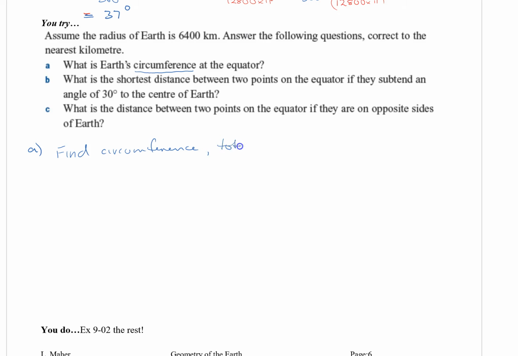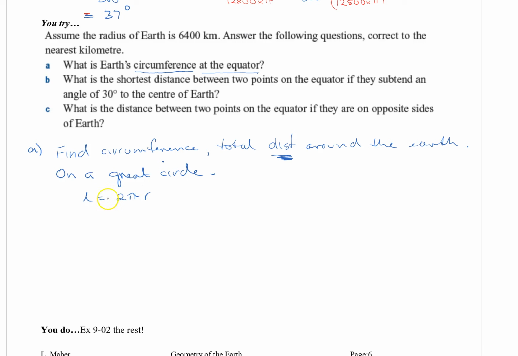That is the total distance around the Earth, but more than that, because it's at the equator on a great circle. Hopefully you've made the connection now between equator and great circle. So if I'm finding the circumference, I'm finding the total distance, I'm finding the distance on a great circle. I know that I use L is 2 pi r.